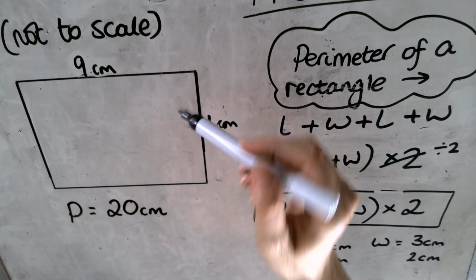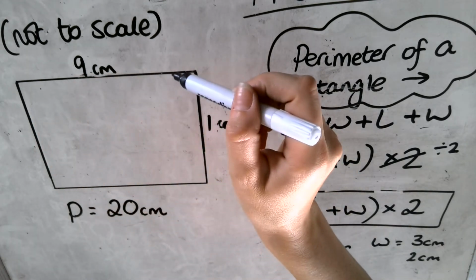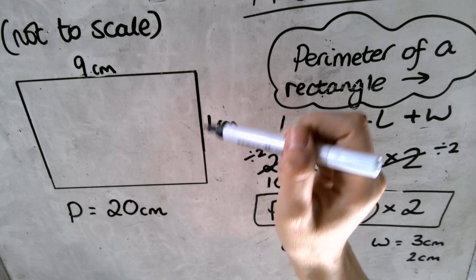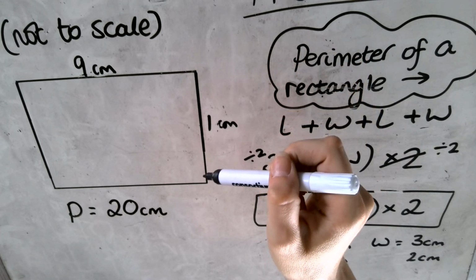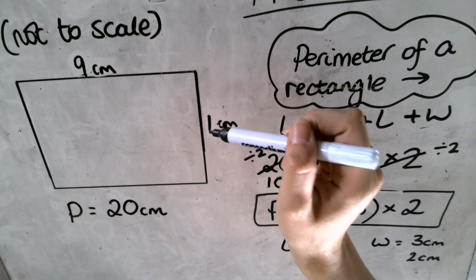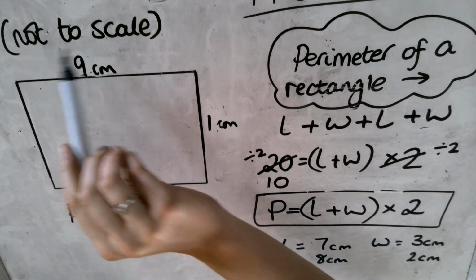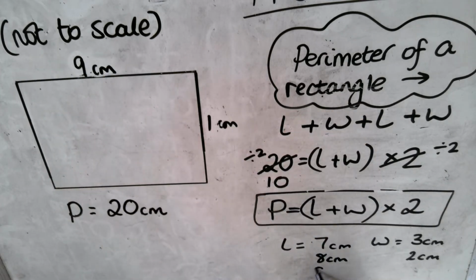Now, although this doesn't look like it's 9 centimetres and 1 centimetre, so as you can see, this side would be a lot shorter if it was really 1 centimetre. But again, remember, it's not to scale. And theoretically, it could be a possible answer. Are there any more answers that you can think of?